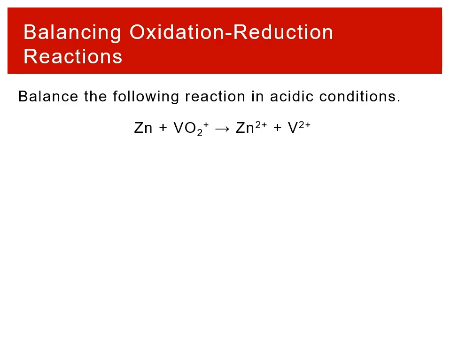You do not need to know the names of any of these things, but let's see how we can still balance it without knowing anything. Okay, balance the following reaction, acidic condition. So I have the Zn plus the VO2+, Zn2+, and the V2+. Again, we're going to start by breaking apart into the half reactions.